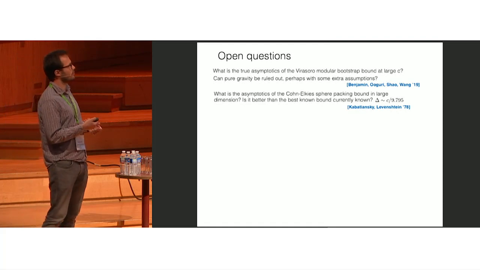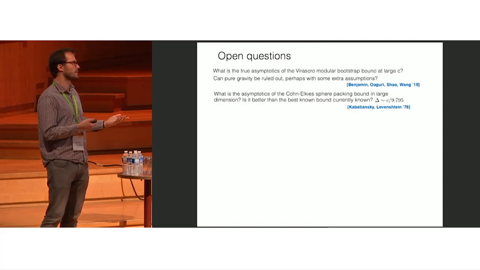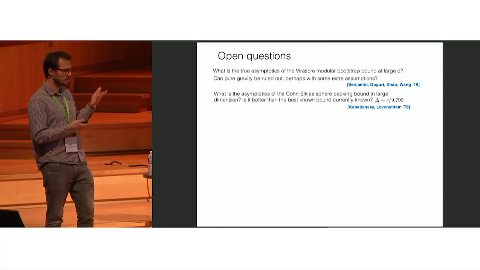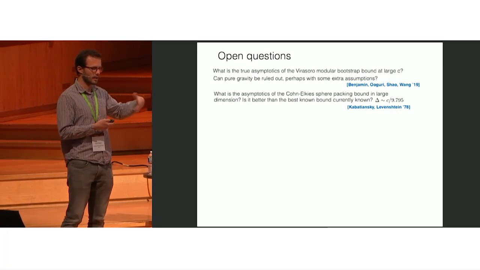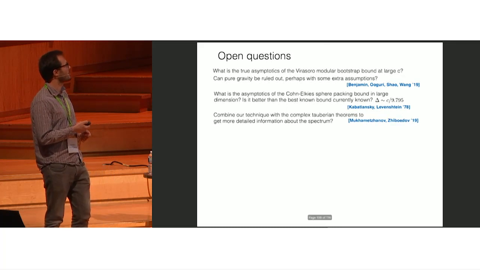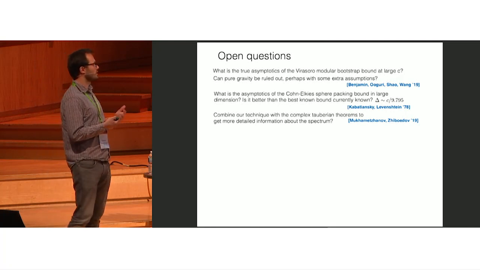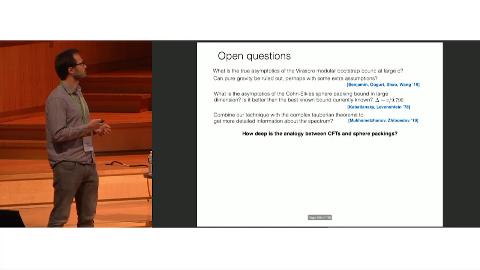And is it better than the best known bound currently known? So the best currently known bound dates back to 1970. So any improvement on it would be a huge success. And it's possible that this linear programming idea can actually improve the bound at large c. It would also be nice to combine our technique with the complex Tauberian theorems to get more detailed information about the spectrum.